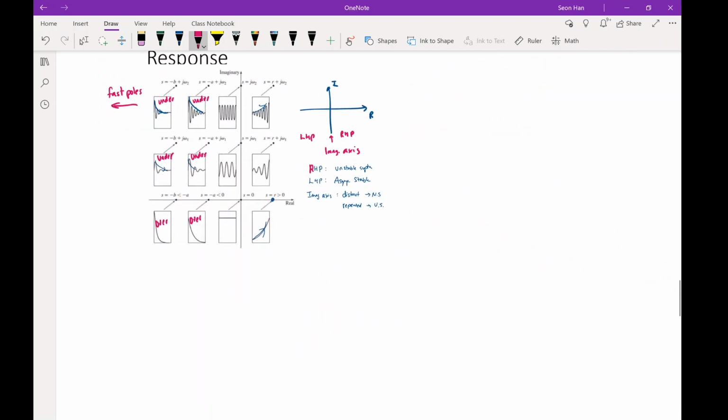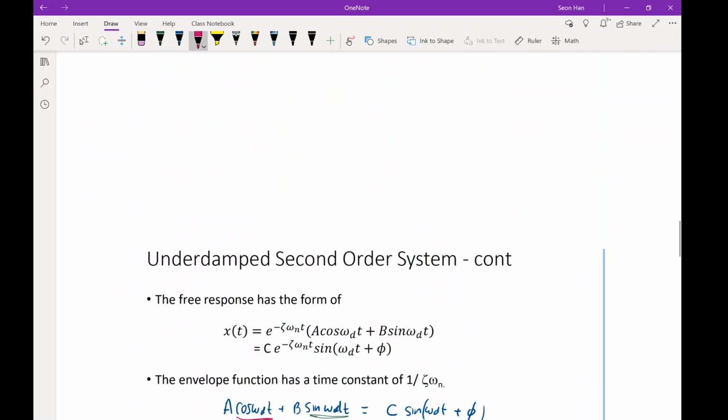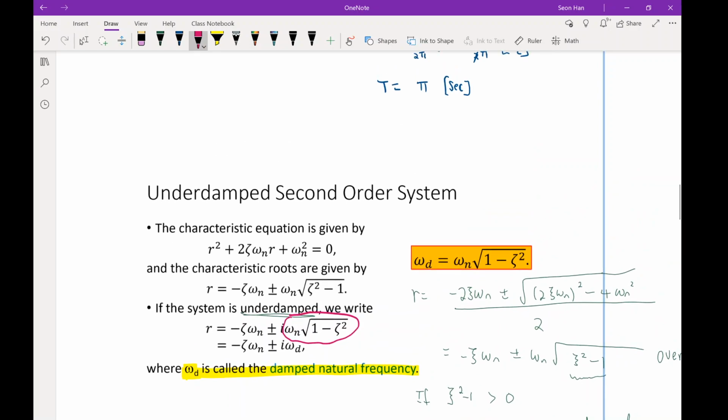Now is there any more slides? So this is the end of 8.2, and I think it's time for me to take a break. I'll come back with section 8.3. Okay, thank you.